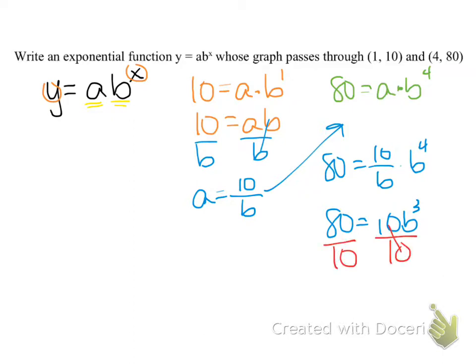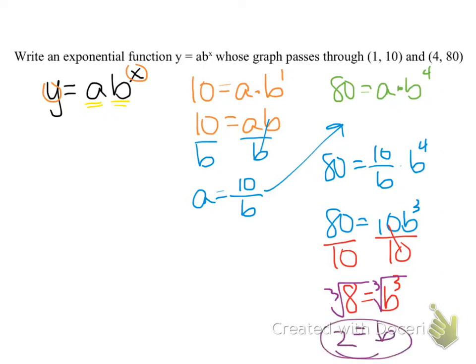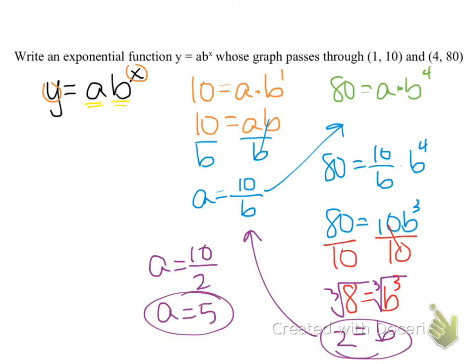Solving this for b, just divide both sides by 10. b to the third equals 8. We just need to get rid of that exponent, which we learned how to do last chapter, by taking the cube root of both sides. So b equals 2. Now we're just going to take that, plug that right up there for b. A equals 10 divided by 2, so a equals 5. And now we can use those two values to go ahead and write our model. Y equals a, which is 5, times 2, our b, to the x.